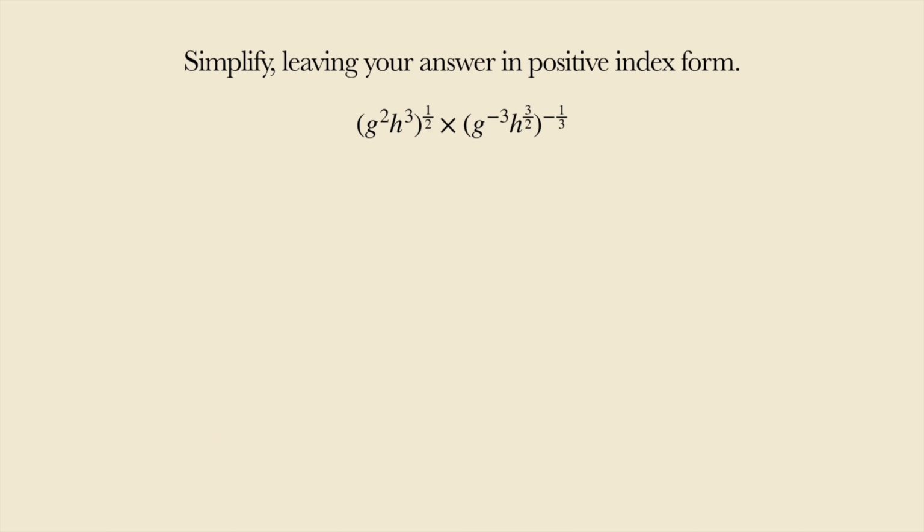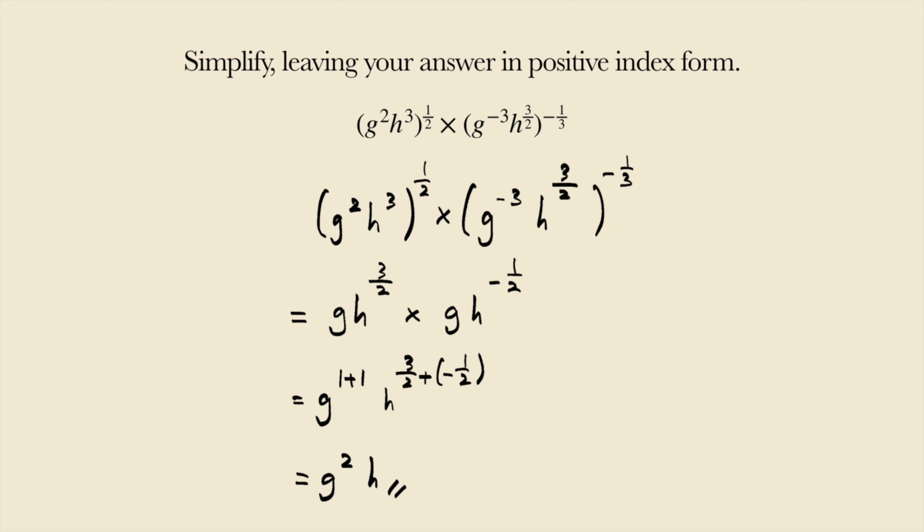Ooh, look at the ugly powers here. We've got fractions and negative fractions, but the principles are the same. Okay, so we've got the whole thing raised to the power half. What does that mean? Okay, you just multiply the powers together. Well, what's 2 times half? It's just 1, so it's g power 1. What's 3 times half? 3 over 2. h power 3 over 2.